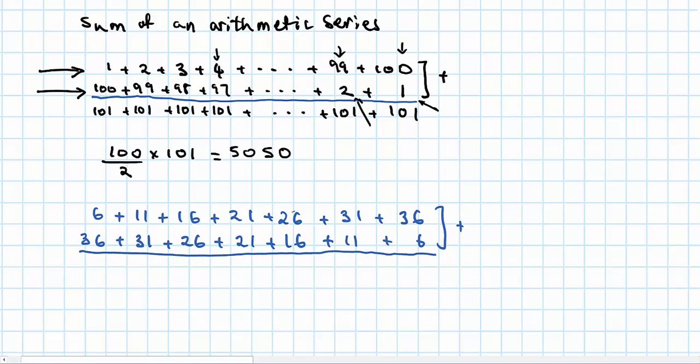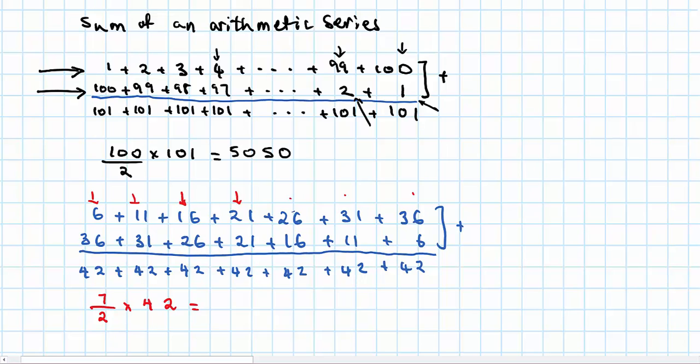So that would be 36 plus 6, 42, 42, 42, 42. You can see every single term is going to be 42. How many 42s were there? How many terms did I have? 1, 2, 3, 4, 5, 6, 7. 7 divided by 2, lots of 42s. That's 21 times 7, 147.